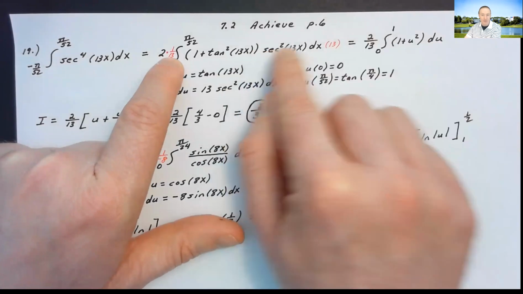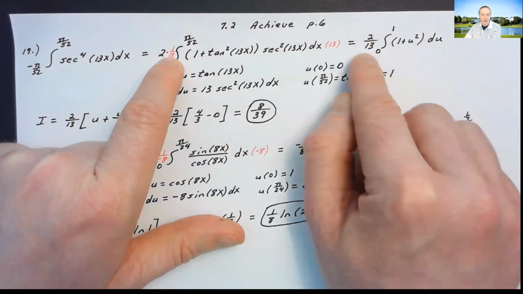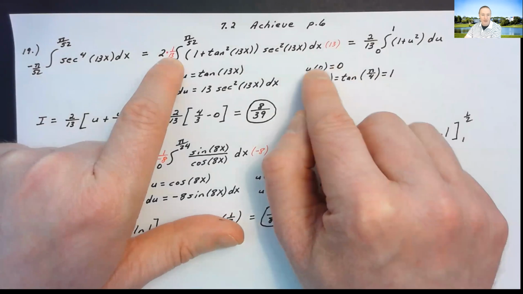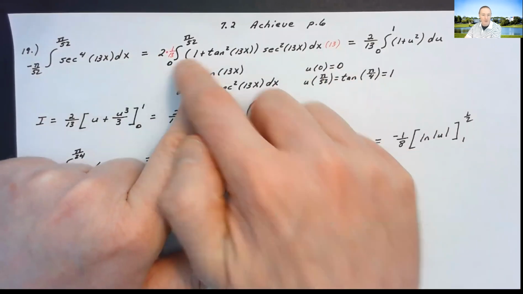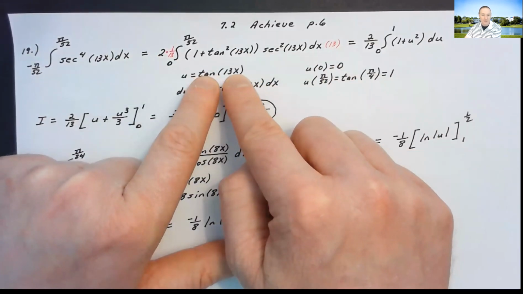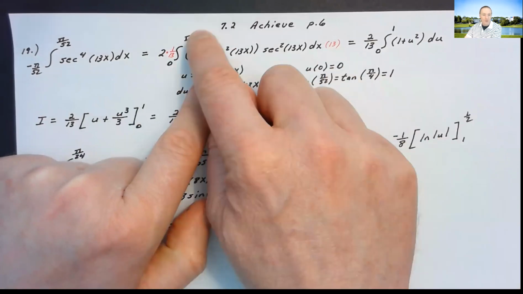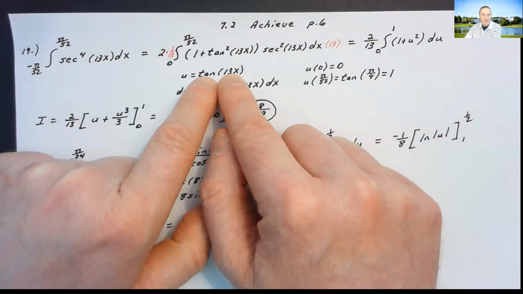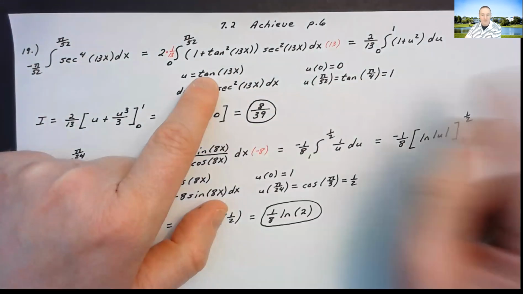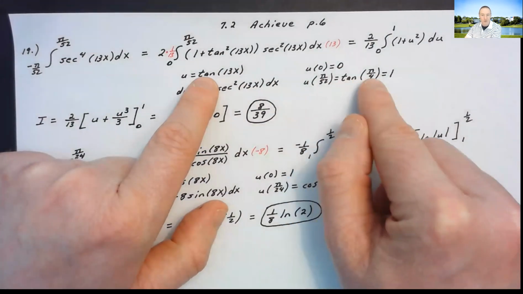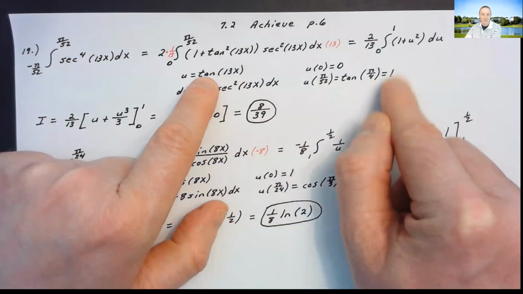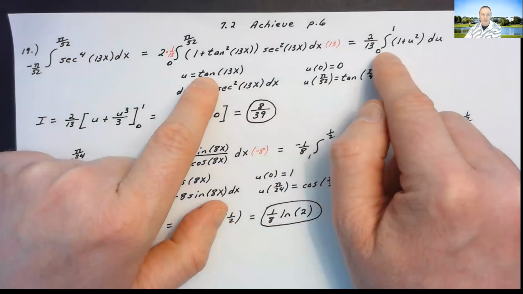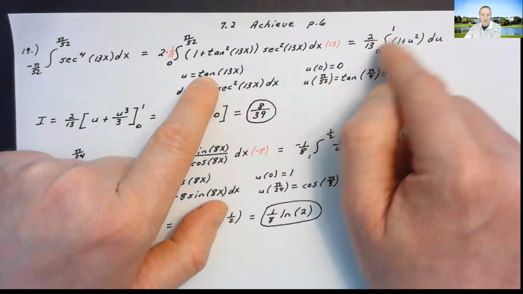Because I'm changing everything on the inside into terms of u, my limits now in terms of u: u evaluated at the lower limit would be the tangent of 0, which is 0. U evaluated at the upper limit would be the tangent of 13 pi over 52. 13 pi over 52 is the same thing as pi over 4. The tangent of pi over 4 is 1. So now instead of integrating from 0 to pi over 52, I'm integrating from 0 to 1.